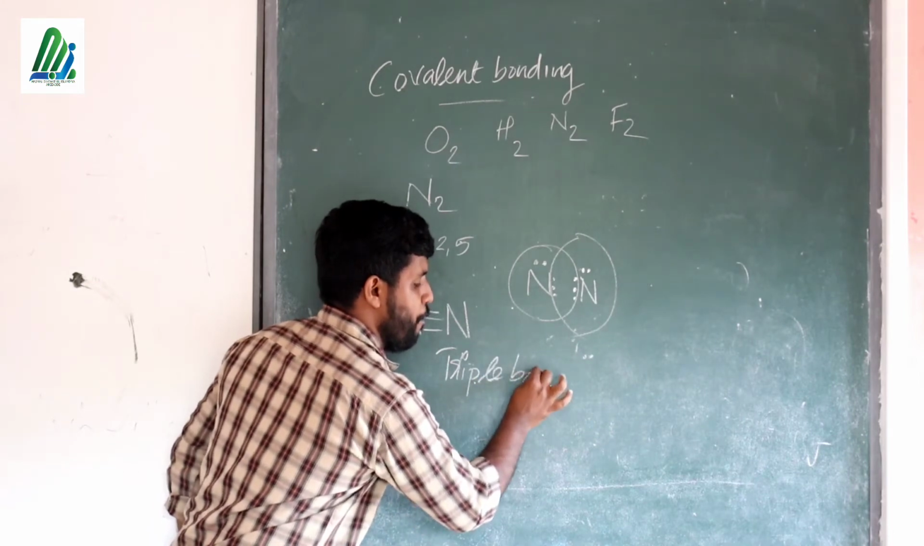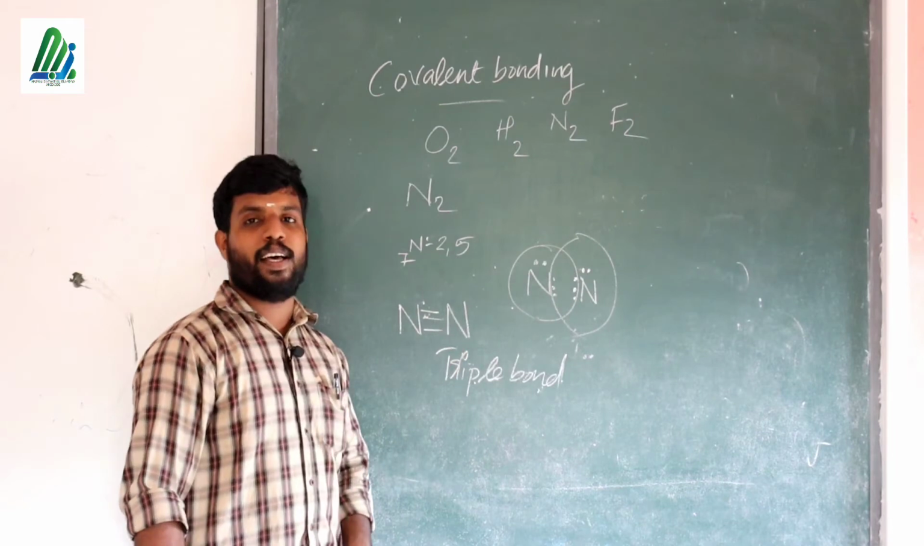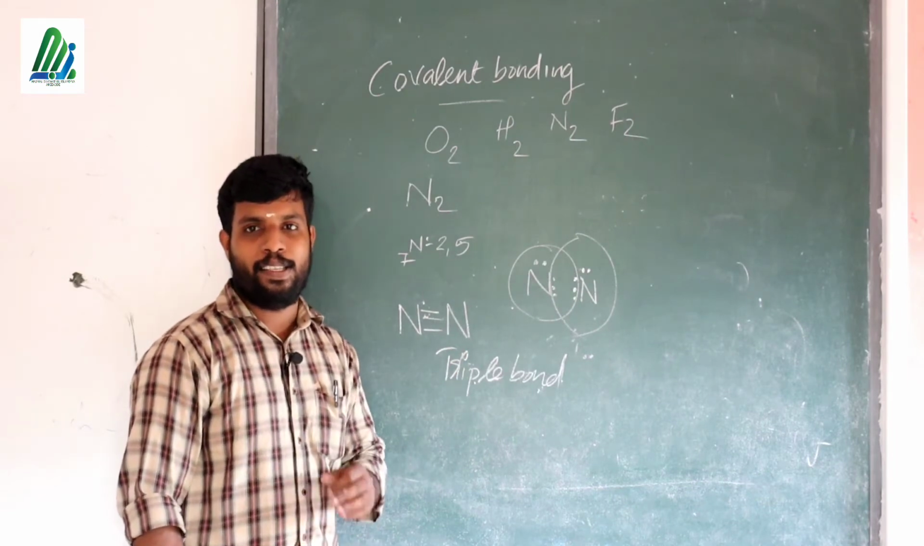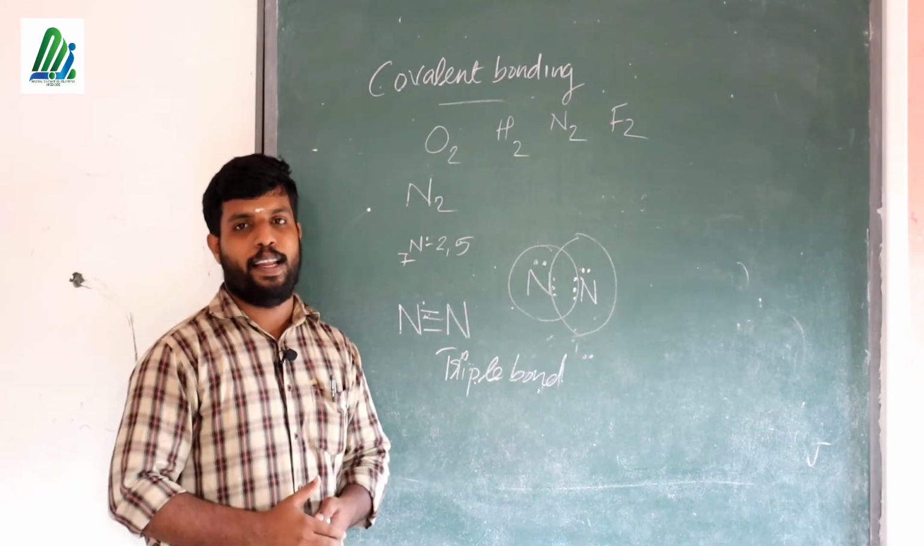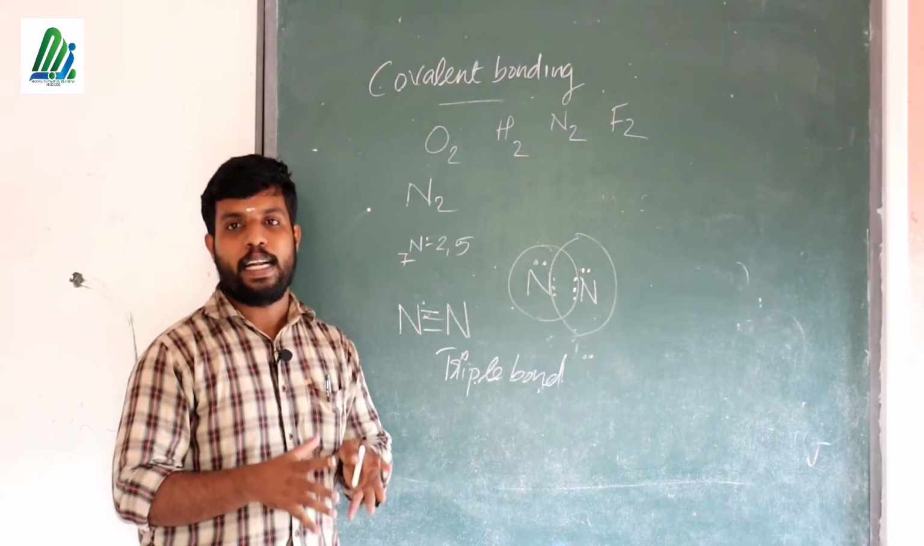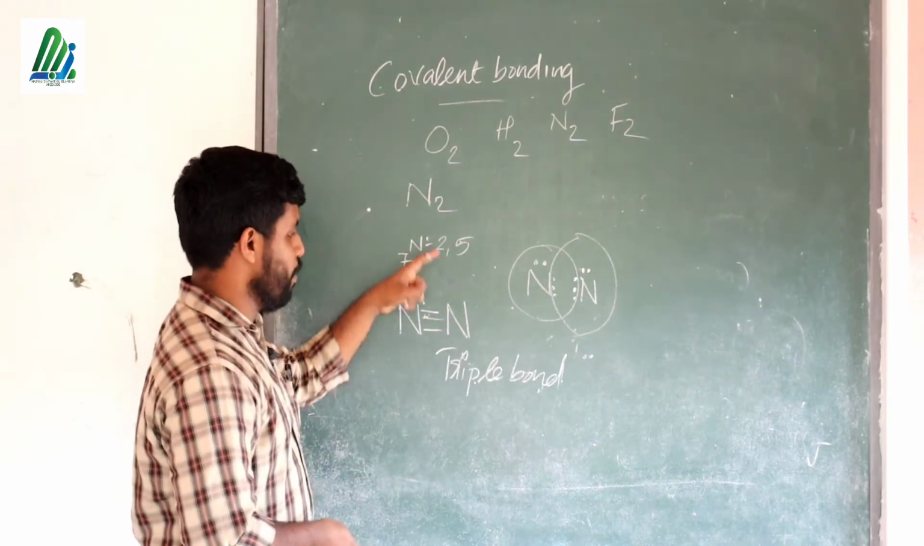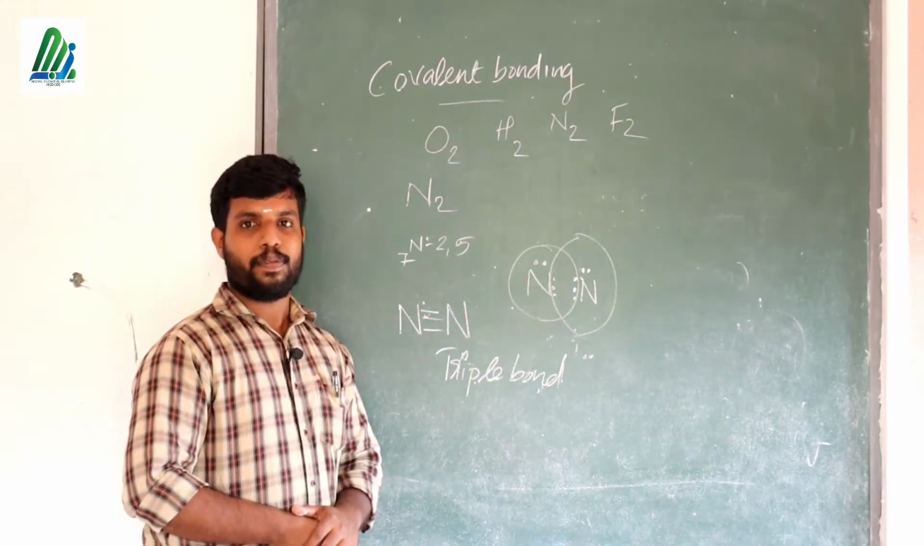So what is a triple bond? A triple bond is a type of covalent bonding in which 3 pairs of electrons are shared by the atoms. That is known as a triple bond. So single bond, double bond and triple bond, and their representations are given.